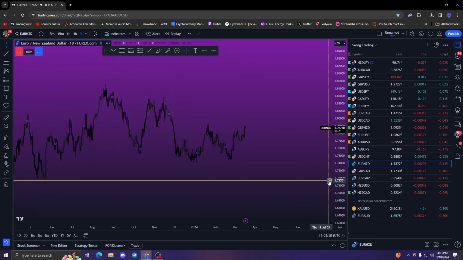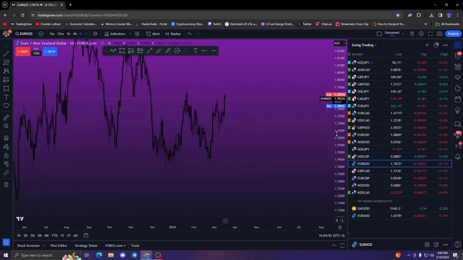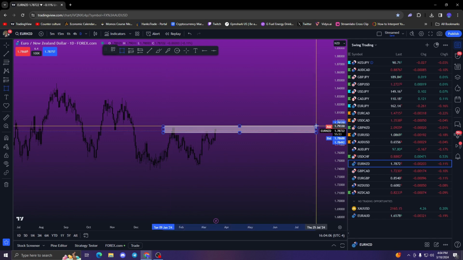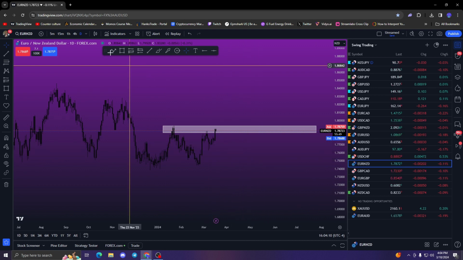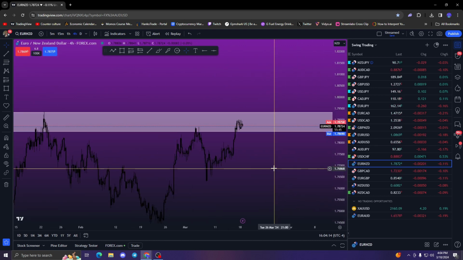Euro NZD. Interesting. So we do have this major resistance here that we're kind of just sitting at from the daily perspective. Lowering into the 4-hour.